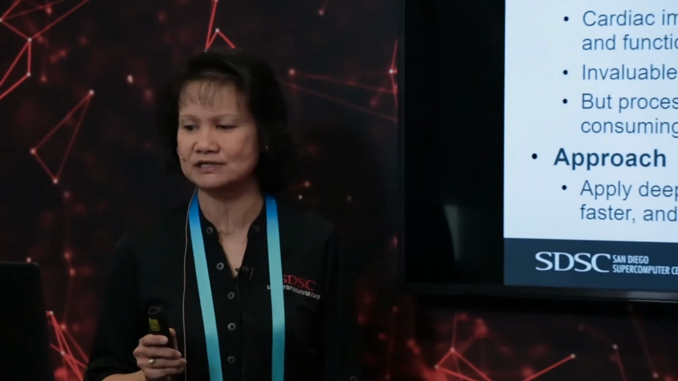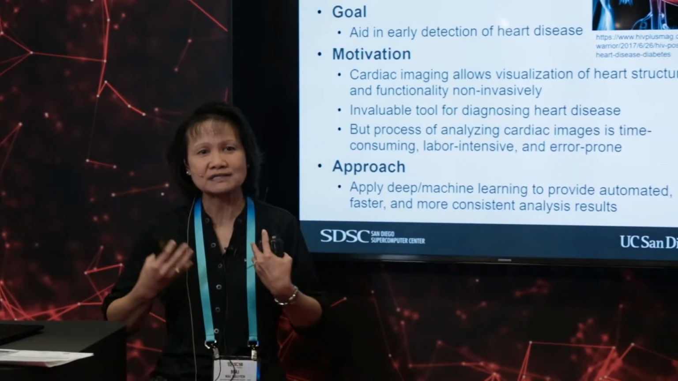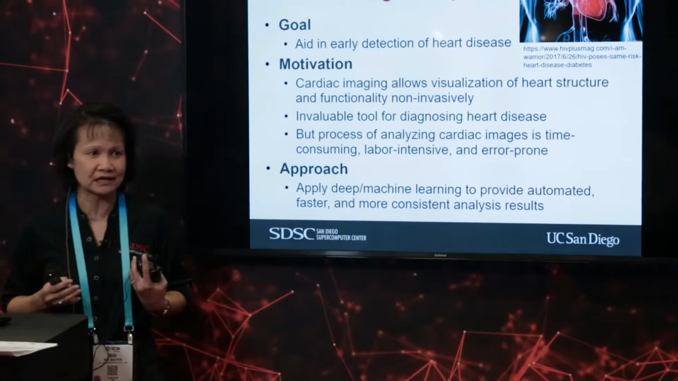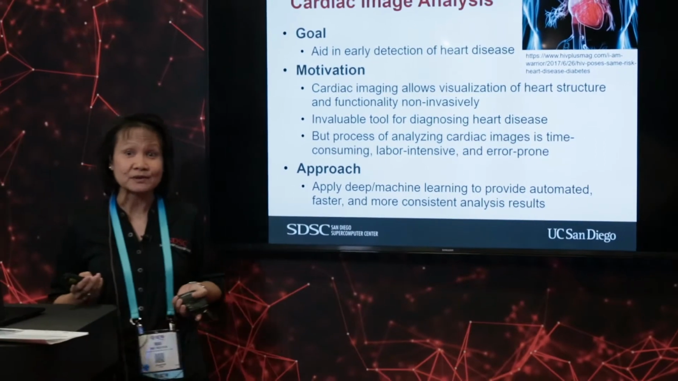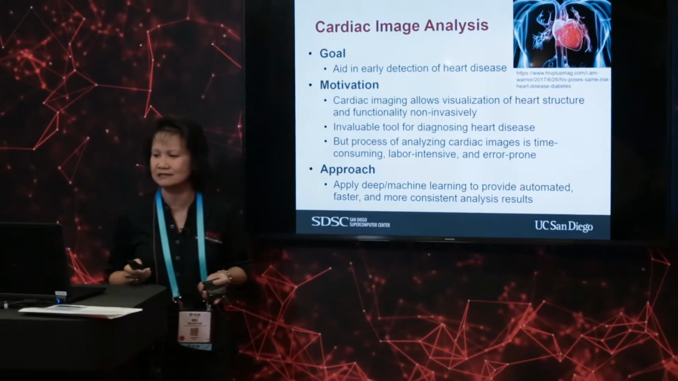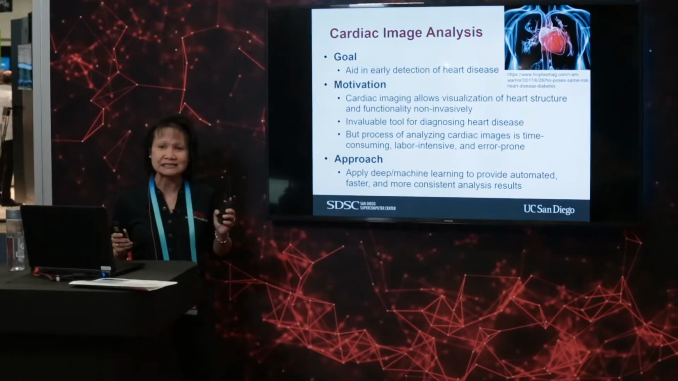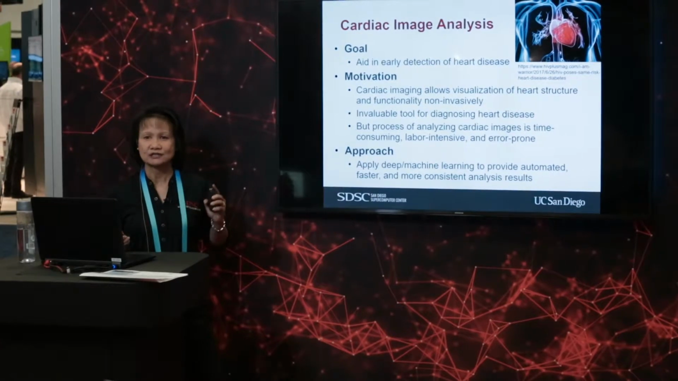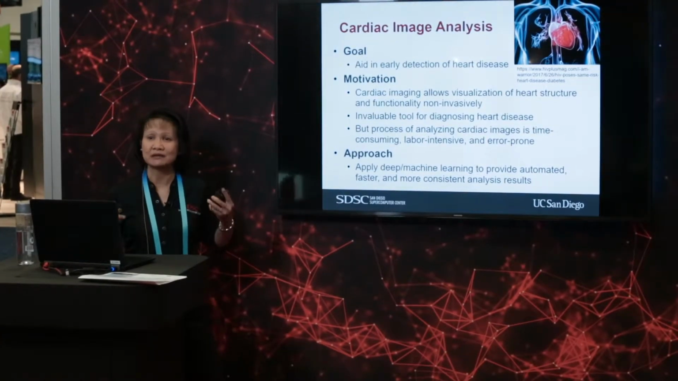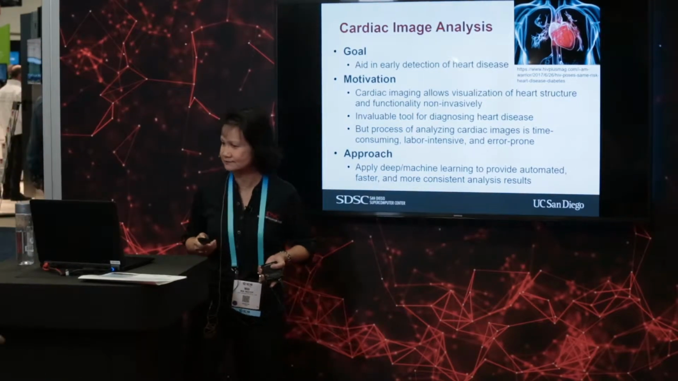Cardiac imaging, such as MRI and CT, are an invaluable tool for diagnosing heart disease because it allows doctors to look at what's going on in the heart, the structure and the functionality of the heart. The problem, though, is that this process can be very time-consuming, very labor-intensive, and very often error-prone. So we want to apply deep learning and machine learning to automate this process so that we can make it more efficient and provide more consistent results.